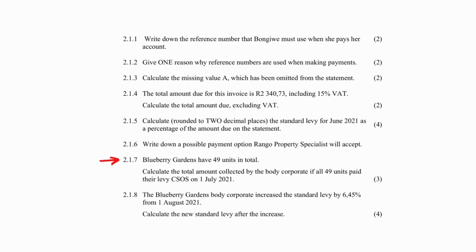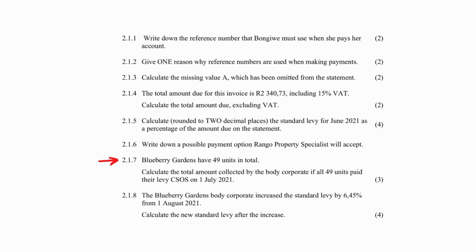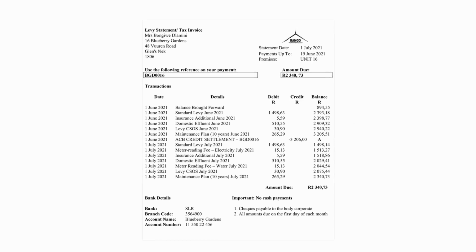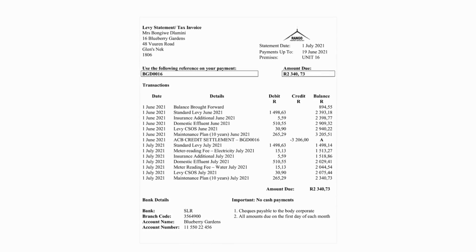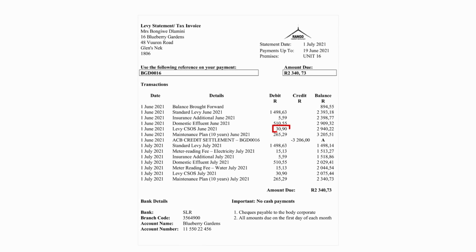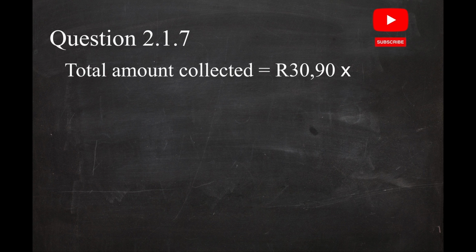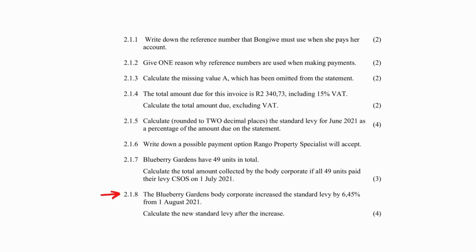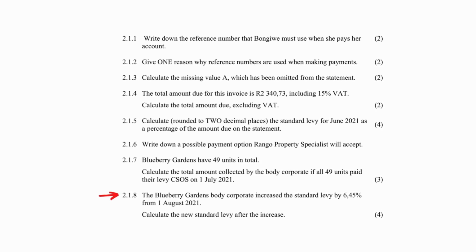In question 217, you are instructed to calculate the total amount collected by the body corporate if all 49 units in the complex paid their levy CSOS for July 2021. The total amount collected is equal to the CSOS levy amount of R30.90 multiplied by the total number of units of 49, and this will give you a total amount of R1,514.10.